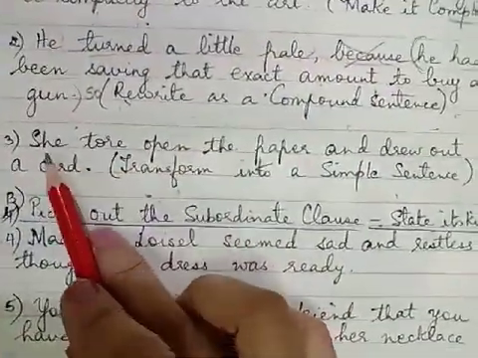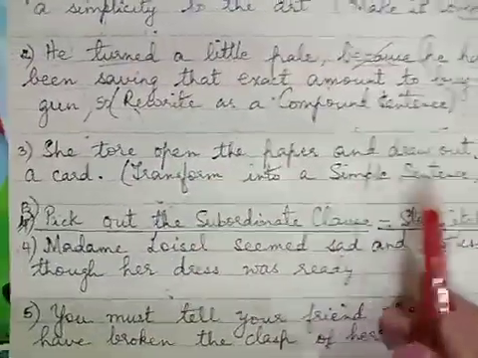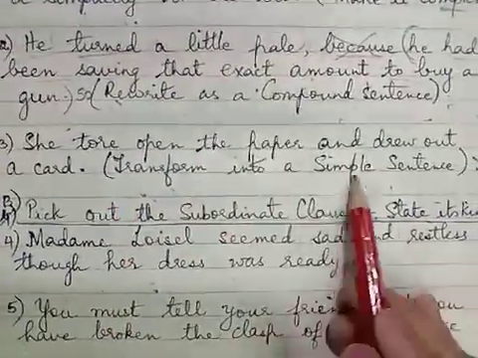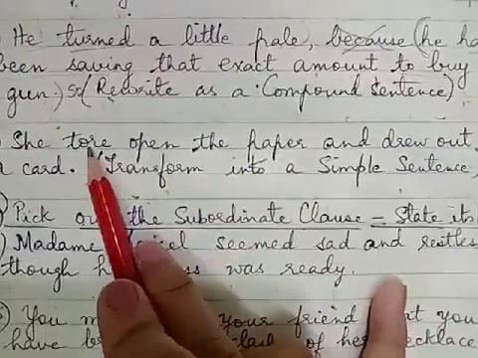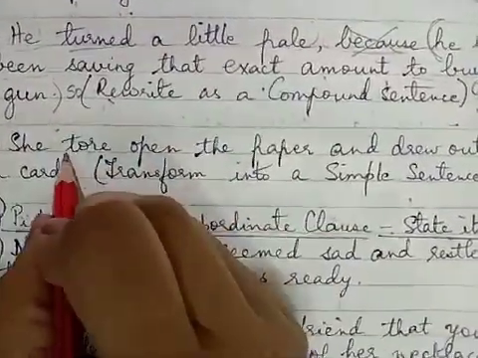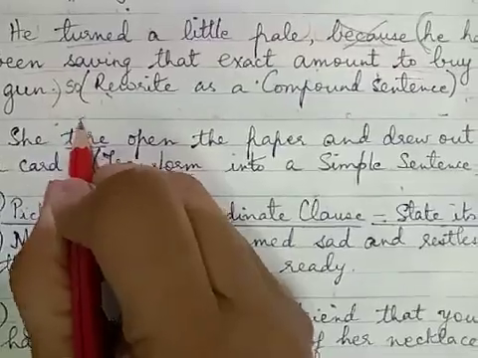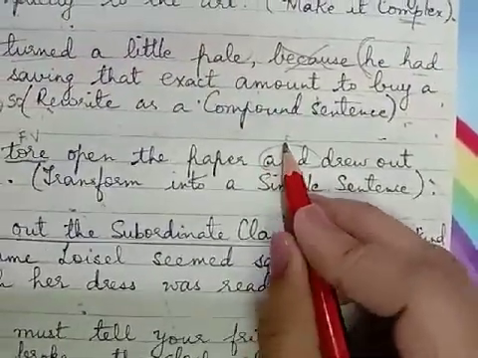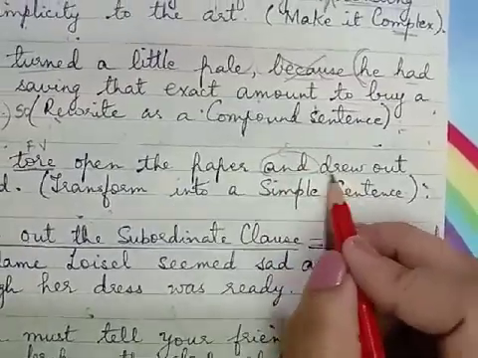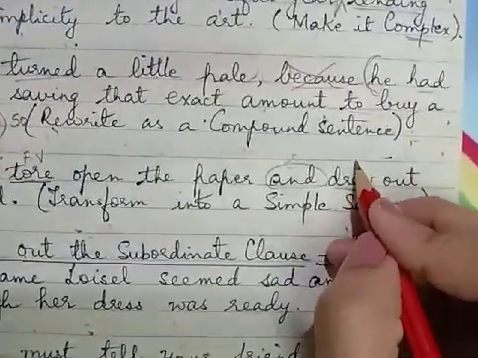Next sentence. She tore open the paper and drew out a card. Transform into a simple sentence. Now here we have to make it simple, meaning we have to have one verb. You can see there are two verbs. She tore open a paper, so one finite verb here. And it is a compound sentence, so conjunction is there, and. Then drew out, so this is another verb.